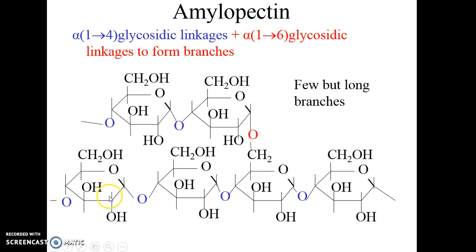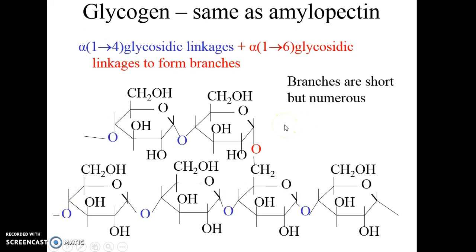Amylopectin looks just like amylose, except it has branches. Those branches are attached by a 1,6 linkage. 1 here, 6 here. And it also is alpha. Notice the hydroxyl is down. There's an amylopectin, that's a plant starch. There are branches, but there's not very many of them, and they're real long.